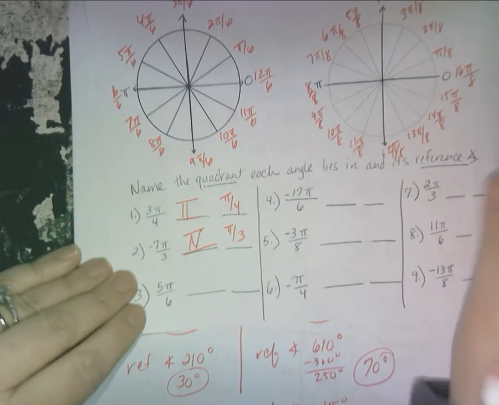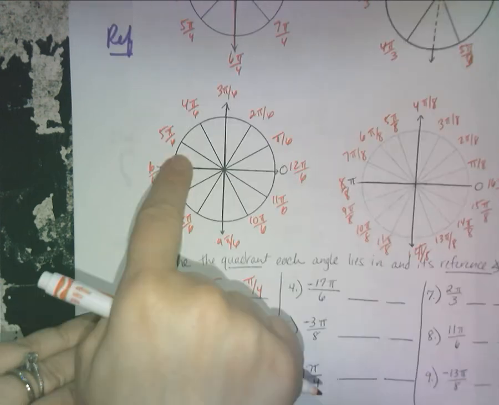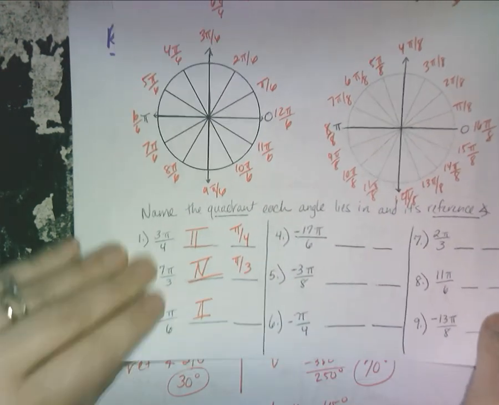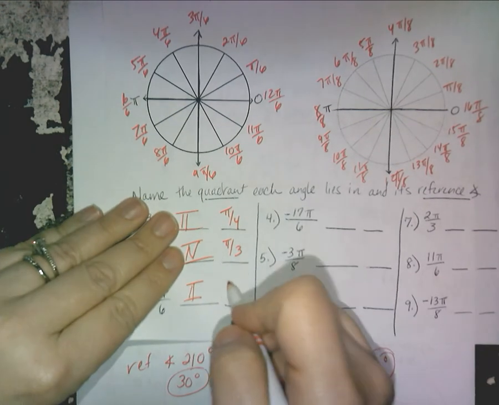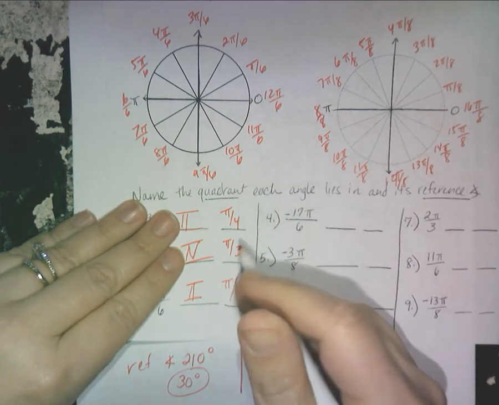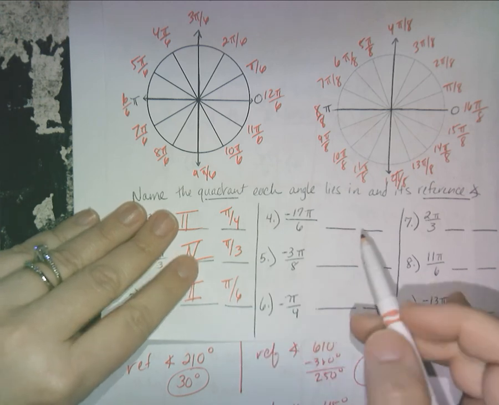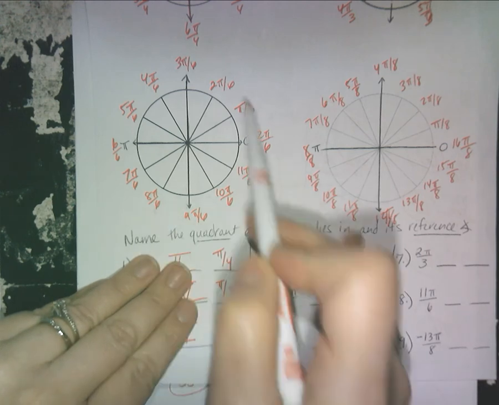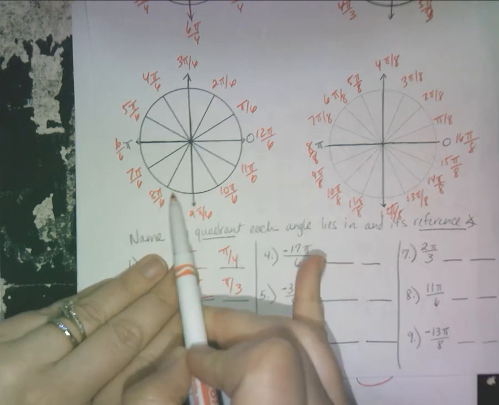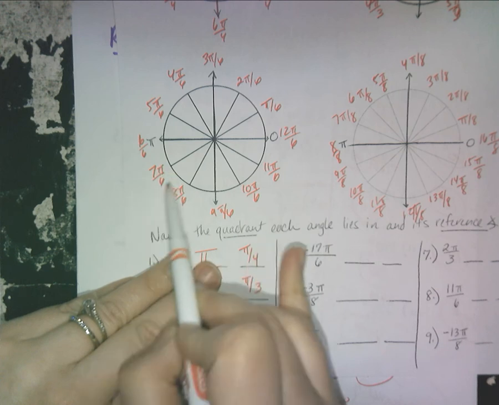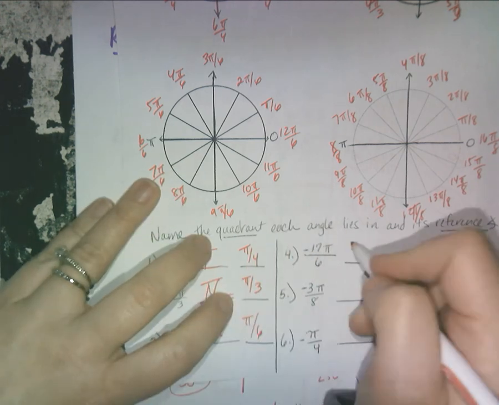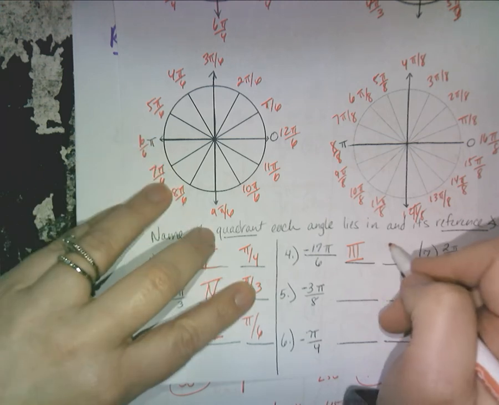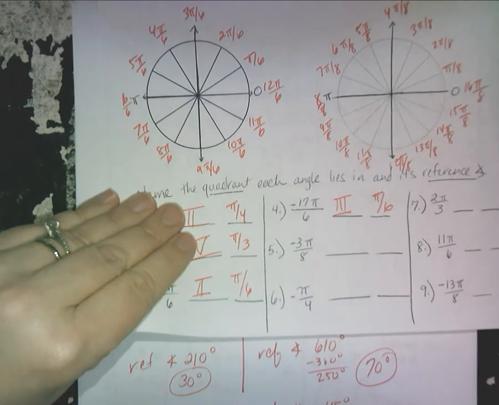Let's do another one. 5 pi over 6, quadrant 2. How far away is that from the x-axis? Pi over 6. Are we finding anything here that's going on yet? No? Let's do another one. Negative 17 pi. Okay, so going around once would be negative 12, negative 13, negative 14, negative 15, negative 16, negative 17 is equivalent to 7 pi. That's in quadrant 3. How far are you away? Pi over 6.